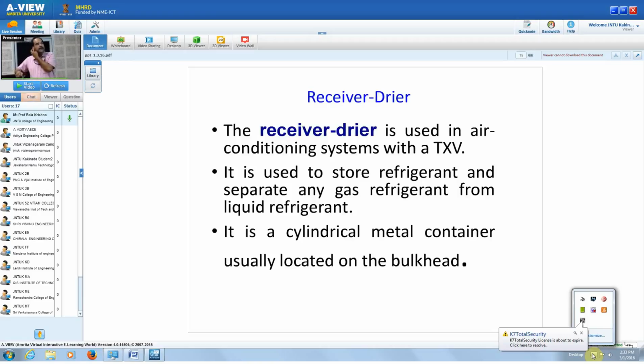Next. Then the receiver dryer, simply. This receiver dryer is used in air conditioning systems with a thermostatic expansion valve. It is used to store refrigerant and separate any gas refrigerant from the liquid refrigerant. It is a cylindrical metal container usually located on the bulkhead.